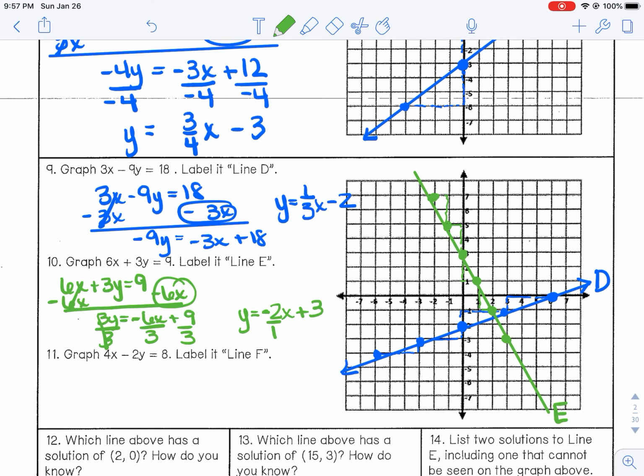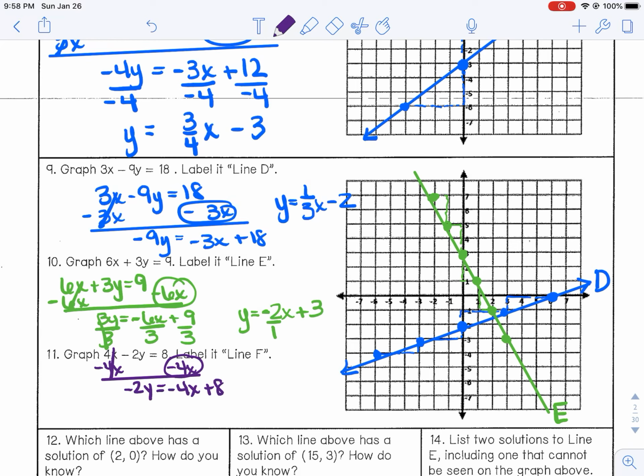And that is line E. Okay. The last one. Let's see if I can move everything in here. I got 4x minus 2y equals 8. Let's subtract the 4x on each side. Remember that minus goes with the 2y, so I'm going to bring it down. This goes by itself. And 8 is positive, so I'm going to put plus 8.